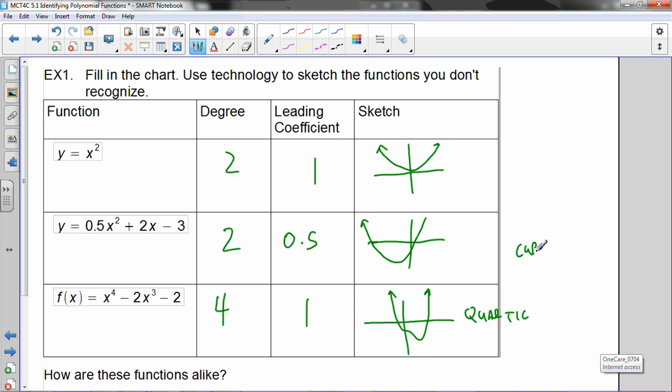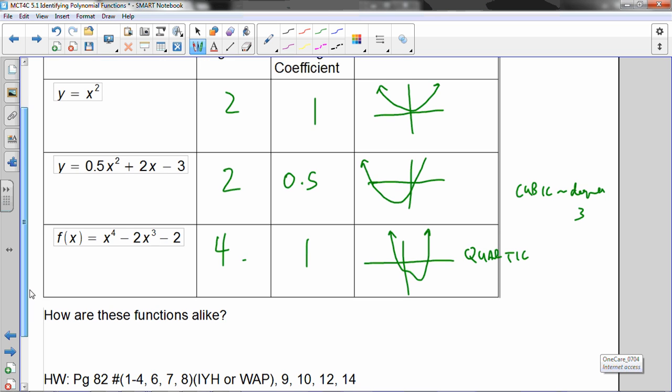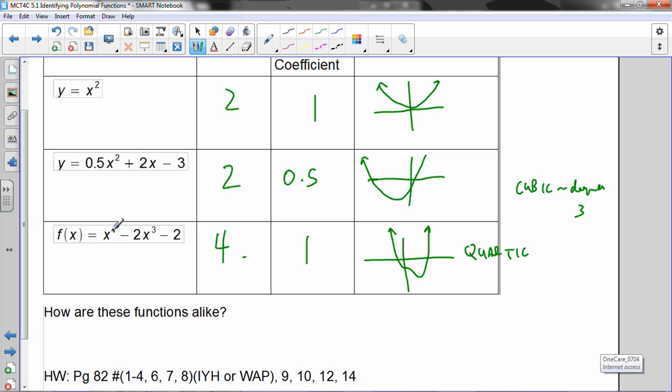Cubic is degree 3. Quadratic, degree 2. Degree 5, quintic. But we don't use quintic very often. I think we get as high as degree 4 in our course, and that's it.